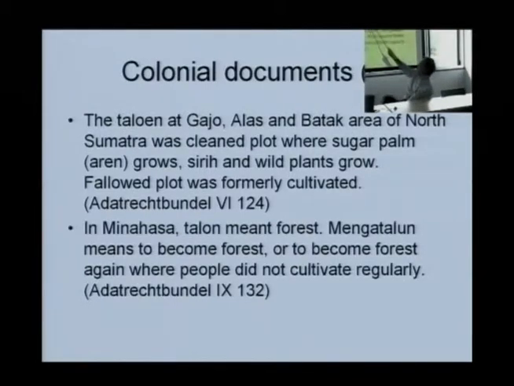Tarun at Gayo, Alas and Batak area of North Sumatra was a cleaned plot where sugar palm alone grows, and chili and wild plants grow. A furrowed plot was formerly cultivated. In Minahasa, Tarun means forest. Mun Tarun, so Tarun becomes a verb. Mun Tarun means to become forest, or to become forest again, where people did not cultivate regularly.